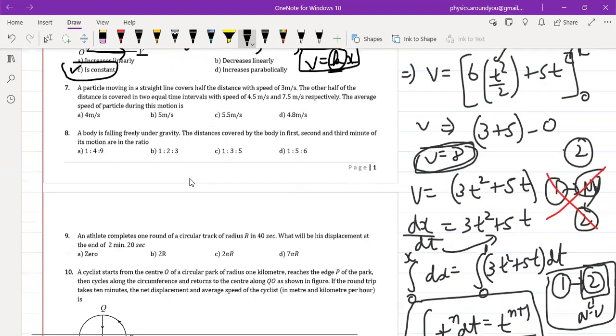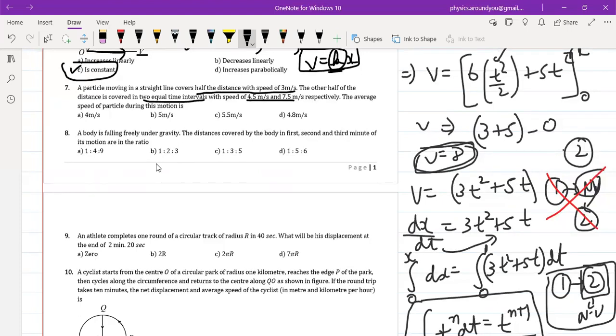Now, question number 7. In question number 7, it is mentioned in all modules and all reference books about average speed, average velocity of the particle, etc. Here they have given half the distance with a speed of 3 meters per second. The other half of the distance is covered in two equal time intervals with 4.5 and 7.5 meters per second.